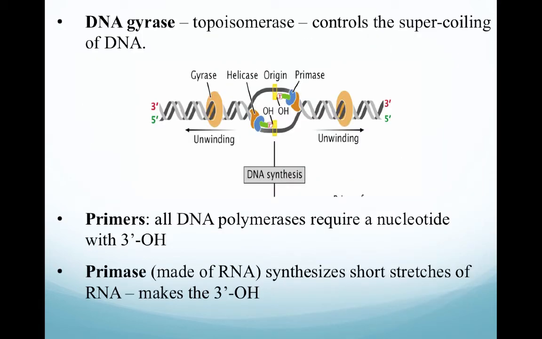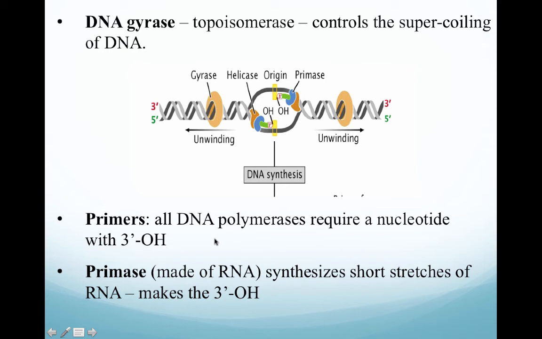A few of the enzymes that are involved in this replication process is DNA gyrase, which is a topoisomerase, which is going to bind a little further downstream in the double helix form and is going to help absorb some of the effects of that supercoiling that's going to take place from uncoiling the two template strands of DNA.